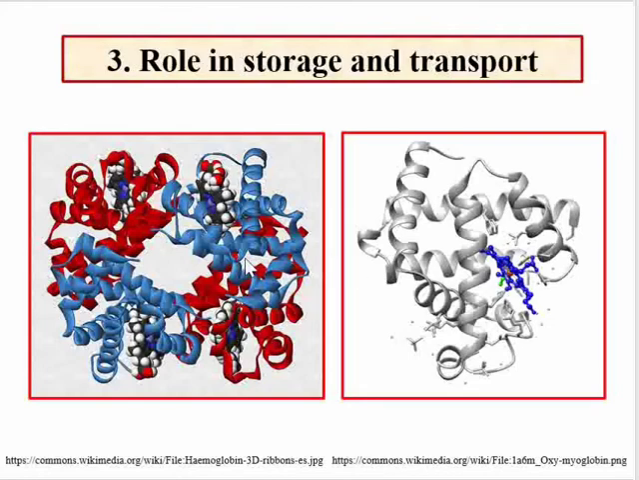And these hemoglobin and myoglobin participate in the transport of oxygen. Hemoglobin takes part in the transportation of oxygen and carbon dioxide, while myoglobin transports oxygen. It actually stores the oxygen in the tissue and gives up the oxygen whenever it is required by the tissue.